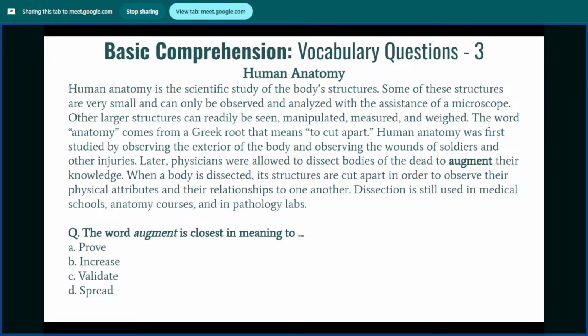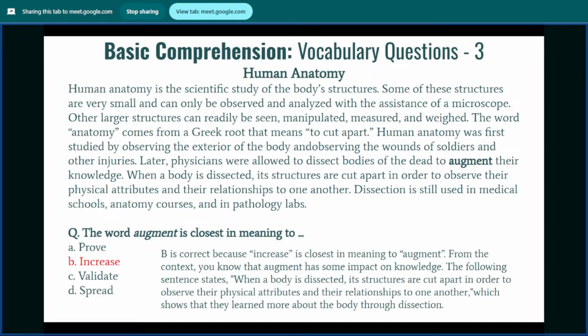Done? Okay. Tell me your answers. B. That's correct. Because it is closest in meaning to the word augment. Understood? Any confusion over here? No. Okay.